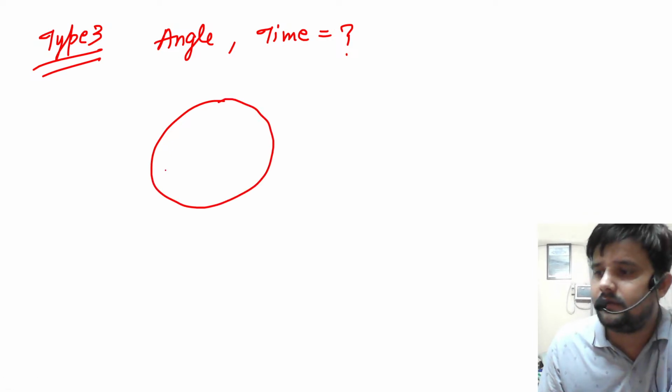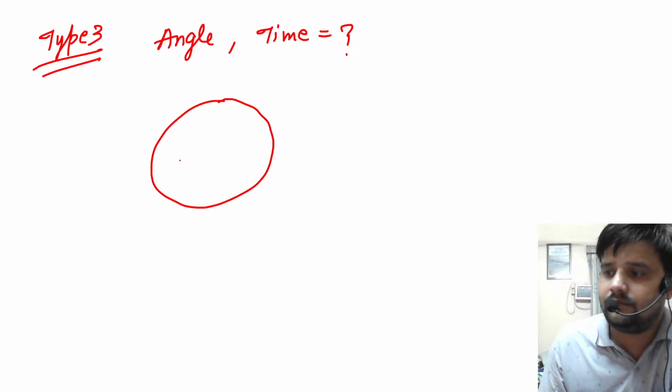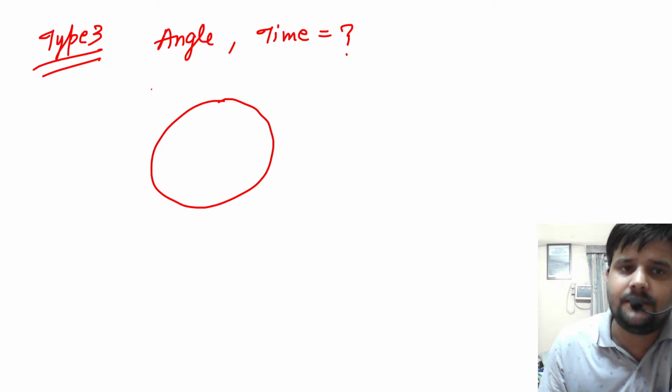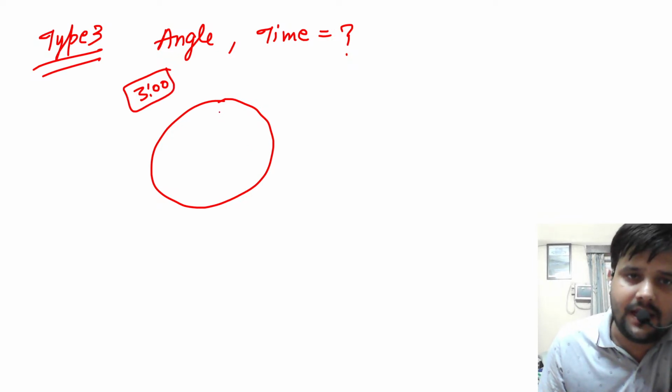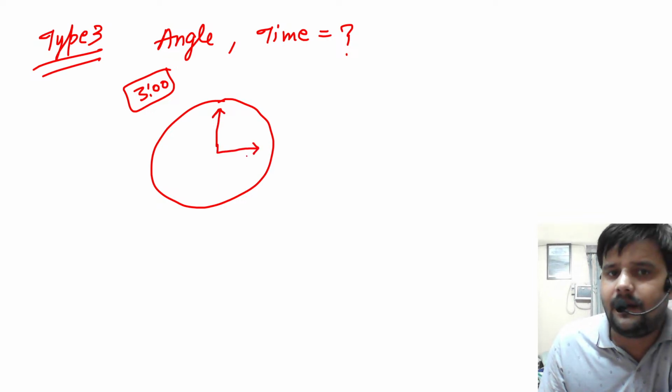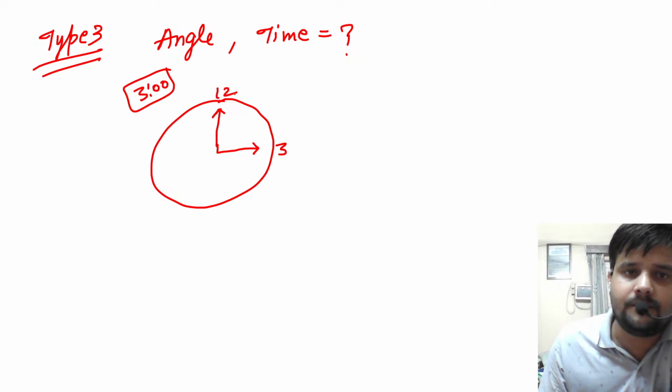Let's say this is a clock. Let's take time as 3. So what will happen at 3? The minute hand would be exactly at 12 and the hour hand would be exactly at 3. Done.